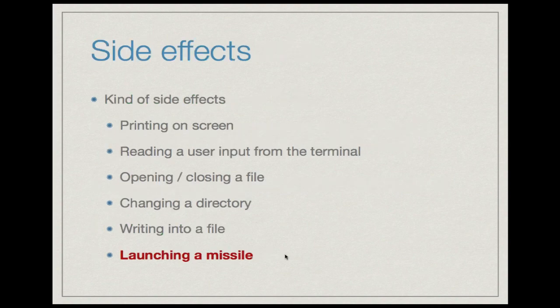Now we talked about side effects in the course of executing an action. What kind of side effects can happen? Examples are printing on screen, reading a user input from the terminal, opening or closing a file, changing a directory, writing into a file, etc. Or maybe launching a missile, driving a truck, etc.